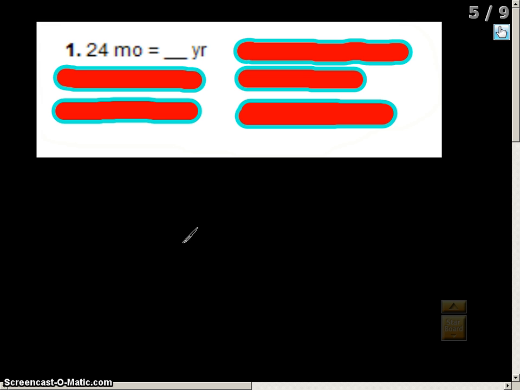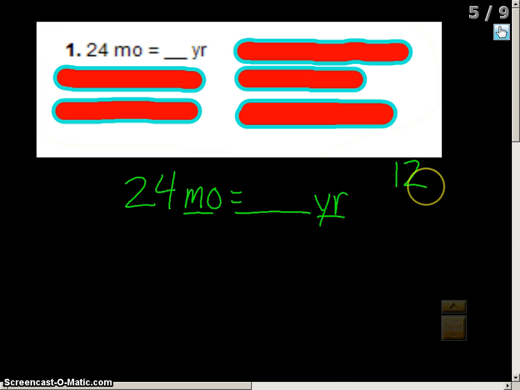So we're going to take a look at a couple problems here. So first of all, we have 24 months equals how many years? Now, it's important to remember how many months are in a year, and I know that there are 12 months in 1 year. So whenever we're going from months to years or years to months, we're always going to work with the number 12. And we need to figure out whether we're going to multiply or divide by that number 12. So we're going from months to years, so this is a smaller unit of measurement to a larger unit of measurement, so we're going to be dividing.